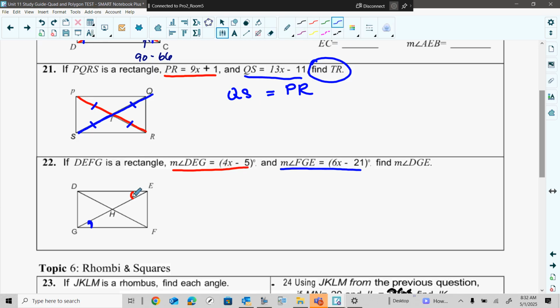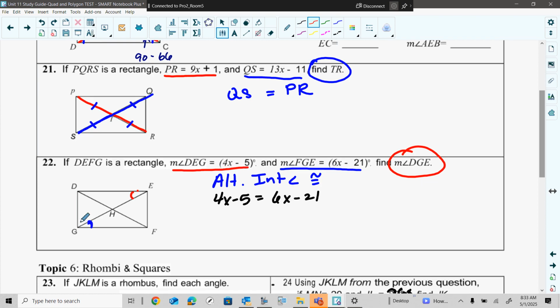Okay, so DEG, FGE, these are alternate interior angles, which are congruent. So the 4x minus 5 is going to equal the 6x minus 21. But make sure you find DEG. So you have to plug it back in. DGE. So when you plug it back in, we're talking about over here, this angle.